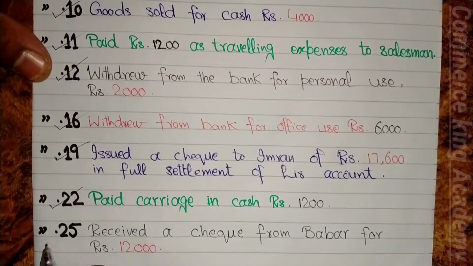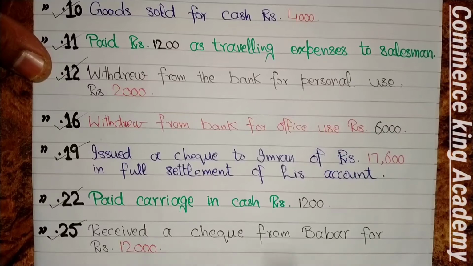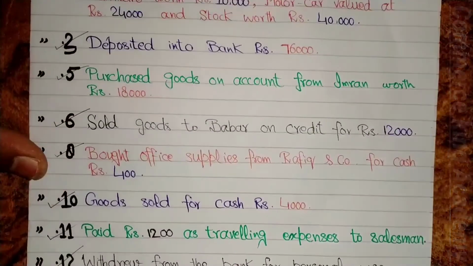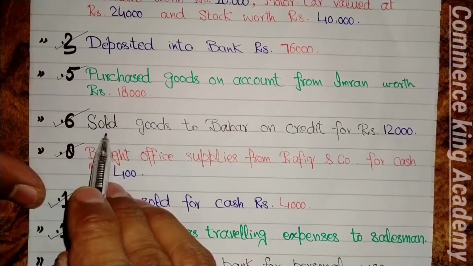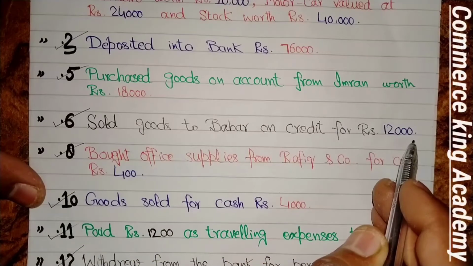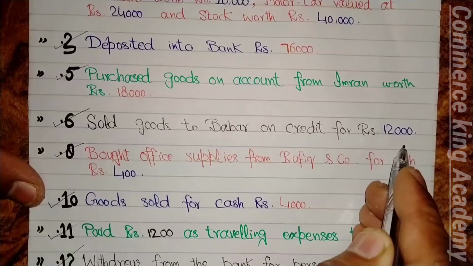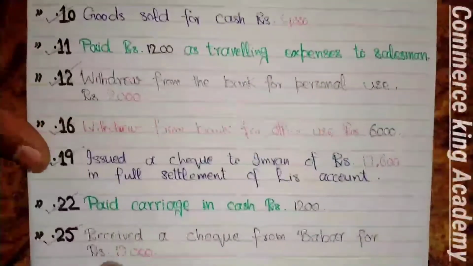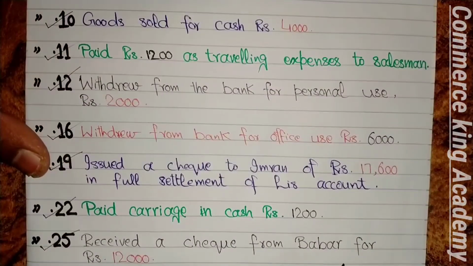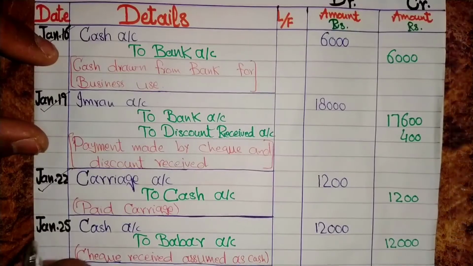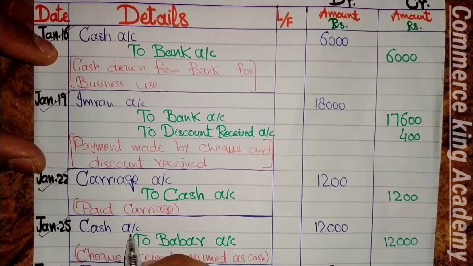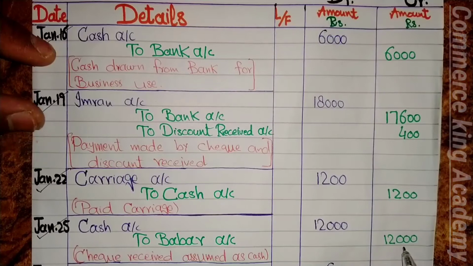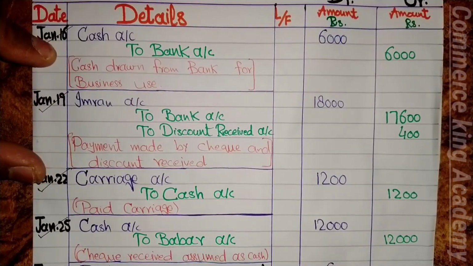Next transaction held on Jan 25: received a check from Babar for 12,000 rupees. So this is the previous account of Mr. Babar: on the previous date, Jan 6th, goods were sold to Babar on credit for 12,000 rupees, and this ultimately generated 12,000 rupees accounts receivable from Mr. Babar. So on the next date, Jan 25, we now received a check from Babar for 12,000 rupees. Understand? The journal entry will be Jan 25, cash account debit with amount 12,000 rupees, to Babar account credit with amount 12,000 rupees, with details or description: check received, assumed as cash.